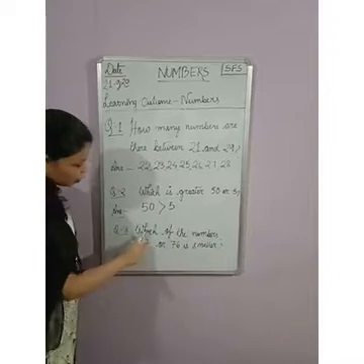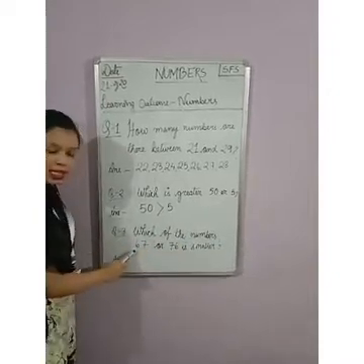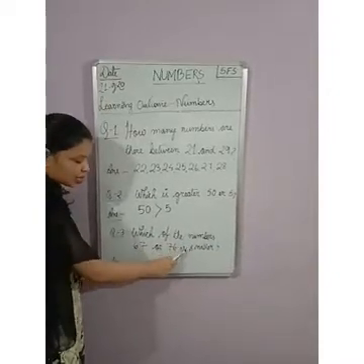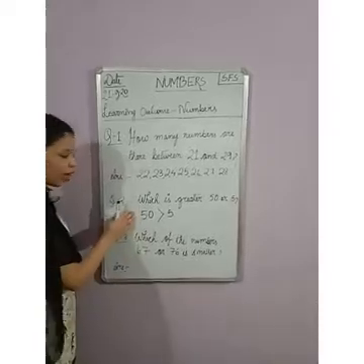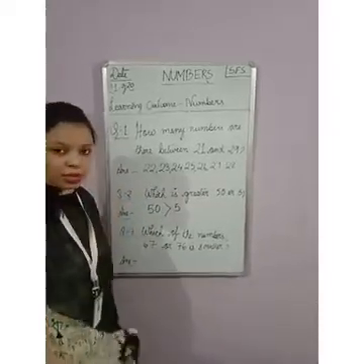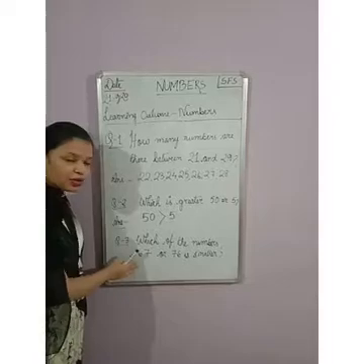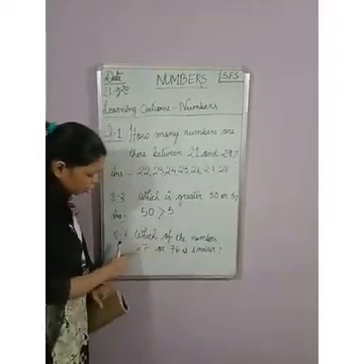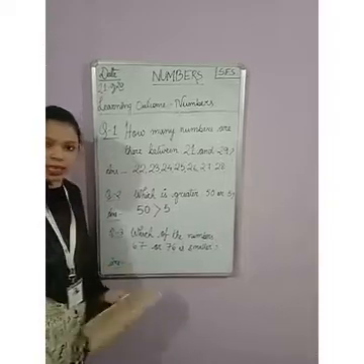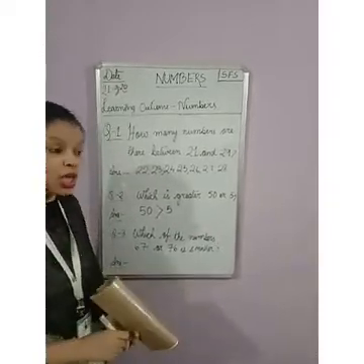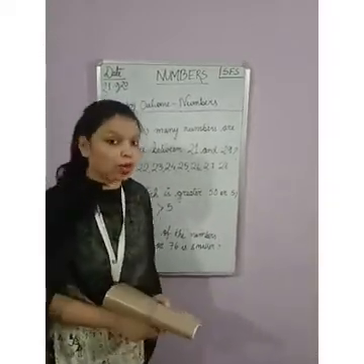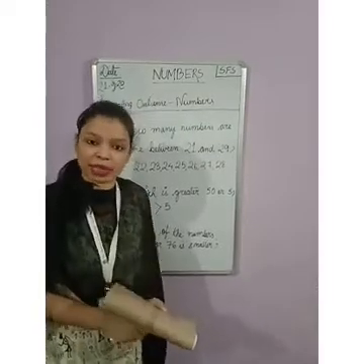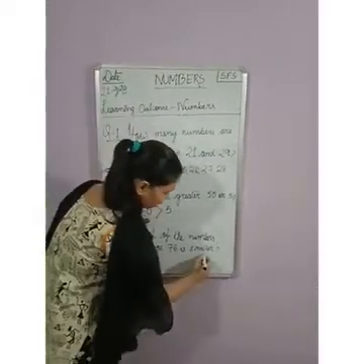The next question is also about comparing numbers. Which of the numbers 67 or 76 is smaller? Here we have to compare which is smaller. With this type of question, see, 67 and 76 have the same digits, isn't it? 6 and 7. So it might look a little confusing. What can we do? We can make the place value chart and compare.